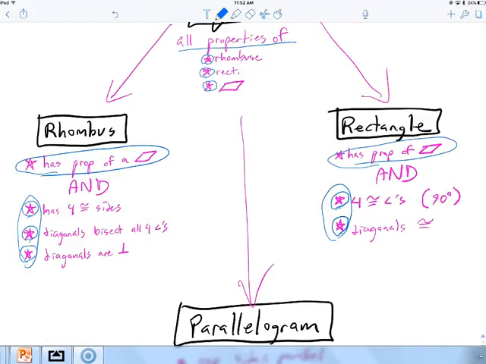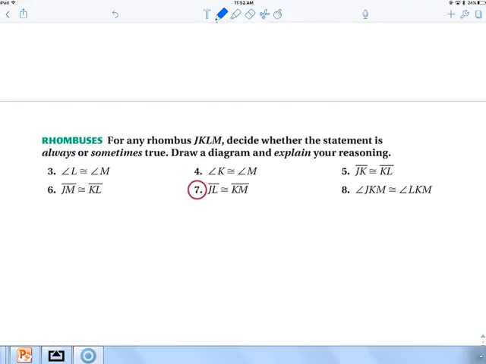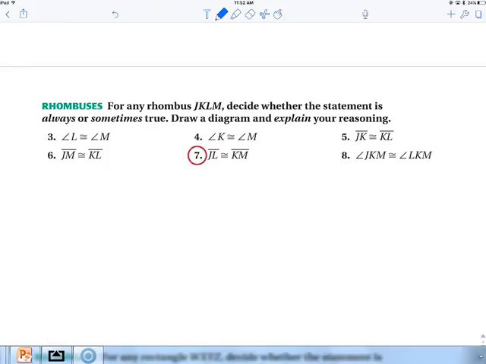Okay, so let's actually go ahead and use this a little bit. All right, so down here we've got for any rhombus, JKLM. So I'm just going to draw a rhombus. And for naming, we start at any point we want, J, and then we have to go around the shape either clockwise or counterclockwise. We can't just throw letters anywhere. We have to go in order. So JKLM. It tells us it's a rhombus, so I'm just going to start with a regular definition of opposite sides congruent, although we know a lot more than that. And it says to say whether these things are always or sometimes true. They don't offer never, but always or sometimes.